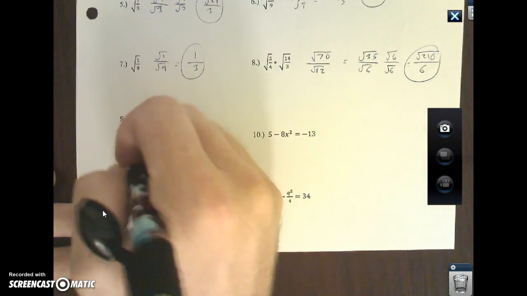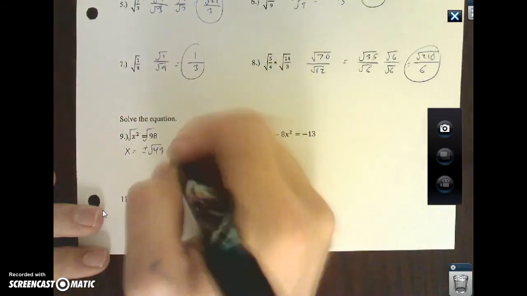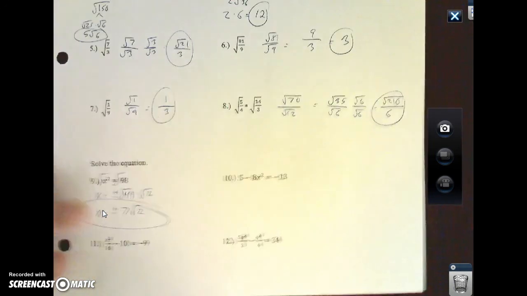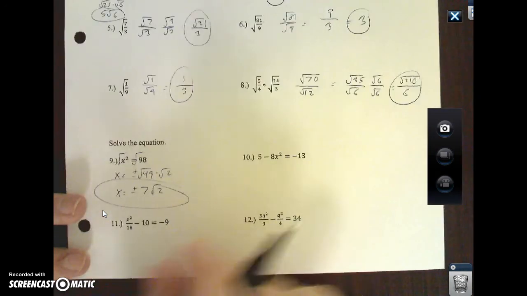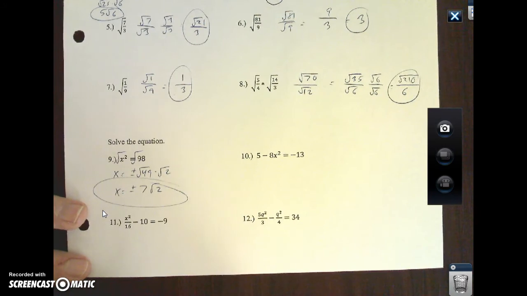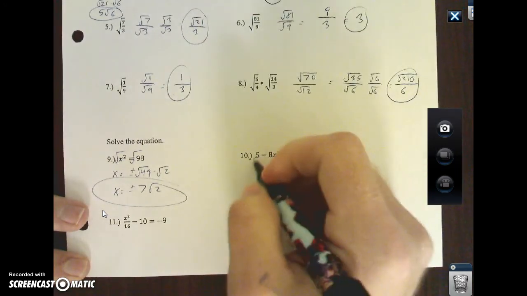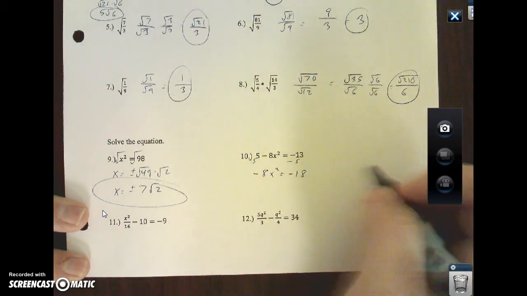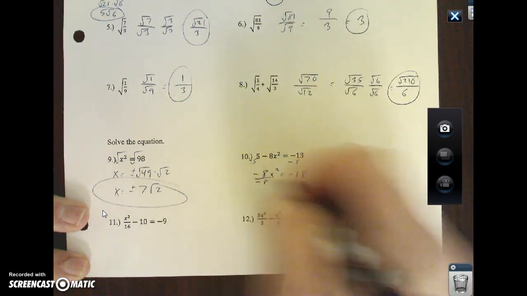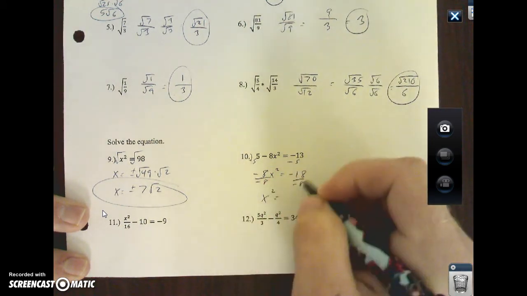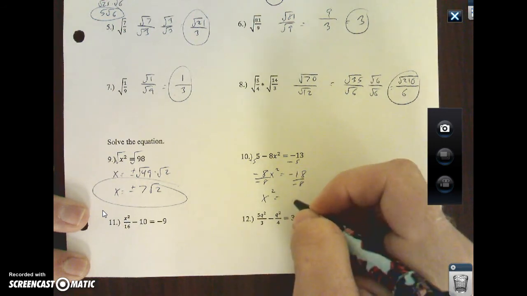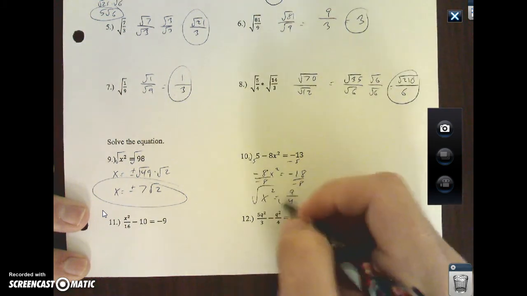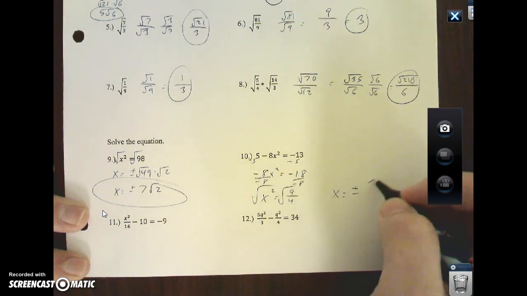Now we're going to start doing plus or minuses. Root 49 times root 2, 7 root 2. Yes, it is very important that we have the plus or minus because there are 2 answers that go along with it, so please make sure you are doing so. Subtract 5 over. Okay. Divide both sides by negative 8. So negative 18 divided by negative 8 becomes positive. Divide top and bottom by 2, I get 9/4, which is good news. I can square root left, I can square root right, plus or minus 3/2.